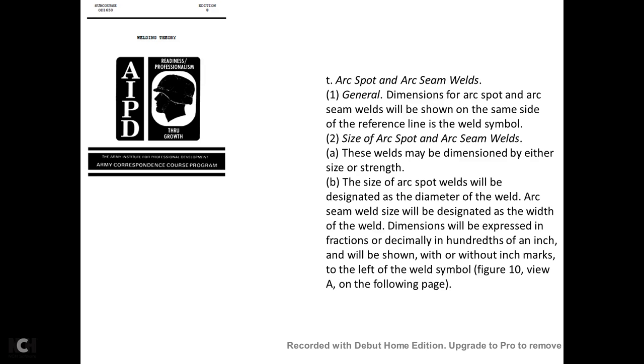Generally, the dimension of an arc spot and arc seam will be shown on the same side of the reference line as the welding symbol. 2. The size of the arc spot and the arc seam. These welds are dimensioned either by size or strength. The size of the arc spot will be designated with the diameter of the weld. The arc seam's weld size will be designated with the width of the weld. The dimensions will be expressed in fraction or decimal, and hundredths of an inch, shown with or without inches marked, to the left of the welding symbol.